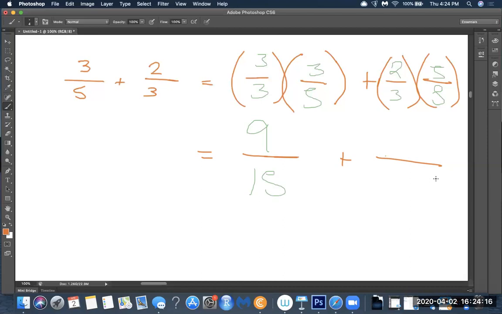Now on the right side, what would I need to multiply by? 2 times 5 is 10. Excellent, write it down. And then 15. Beautiful. Okay. Now the next step, what will be the next step? 9 plus 10. Write it down. 9 plus 10. And what's in the denominator?